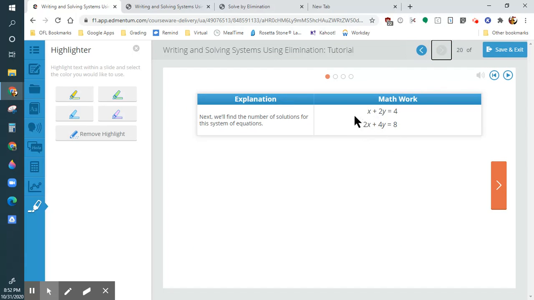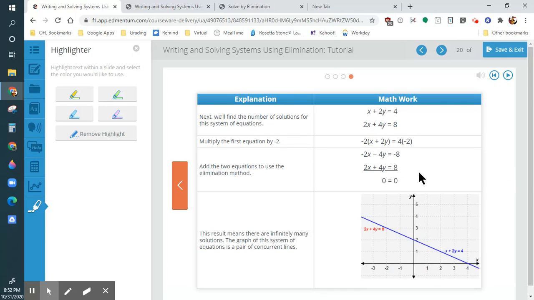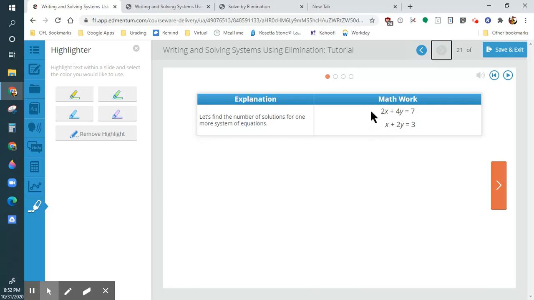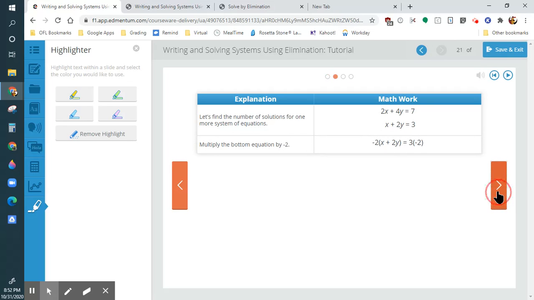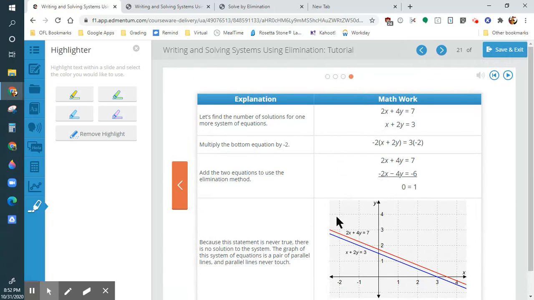Now let's do this one. So we're going to multiply this top one by -2 so we can cancel out those x's. But when we do this and we add it, we get 0 equals 0. That means these two are the same line. They just look a little different. They overlap each other. And our last situation, so we're going to multiply this one by -2 as well to eliminate this x. And we do that. And then we get this weird situation. We get 0 equals 1. That means that these two lines are parallel. So these are the examples of when we can have different solutions.